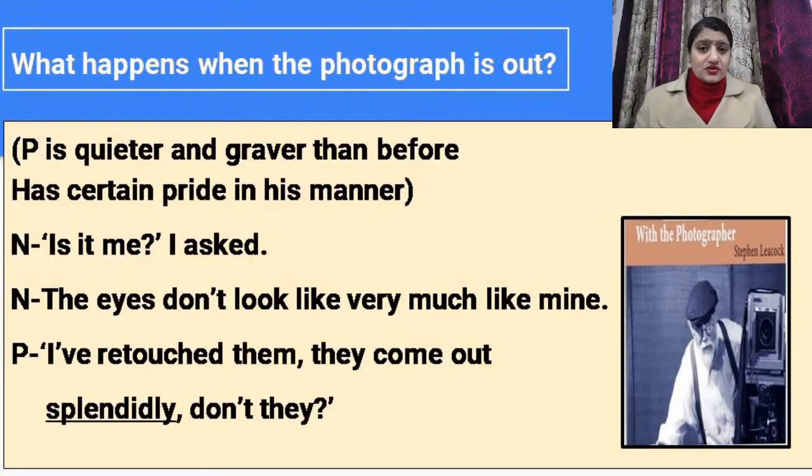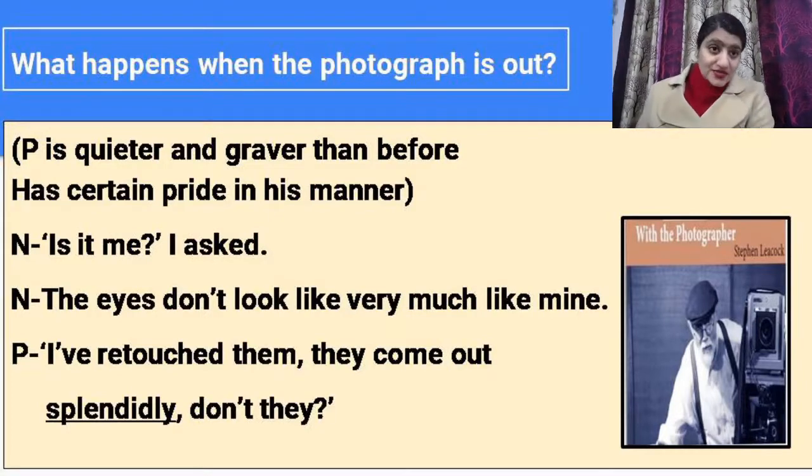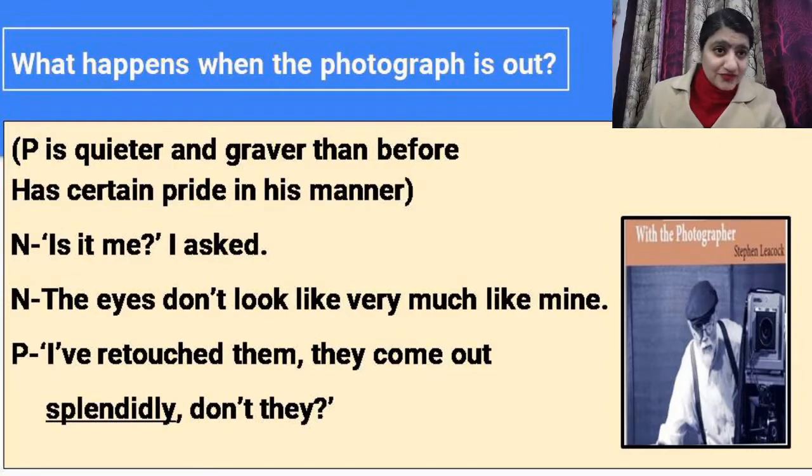"The eyes don't look like me very much. They don't look like mine." And the photographer says, "Oh, I have retouched them. They come out splendidly, don't they?" Splendidly here means, don't they look very impressive? The photographer is very happy to have retouched the eyes of the narrator and have changed them totally to satisfy his own sense of beauty or standard of beauty.